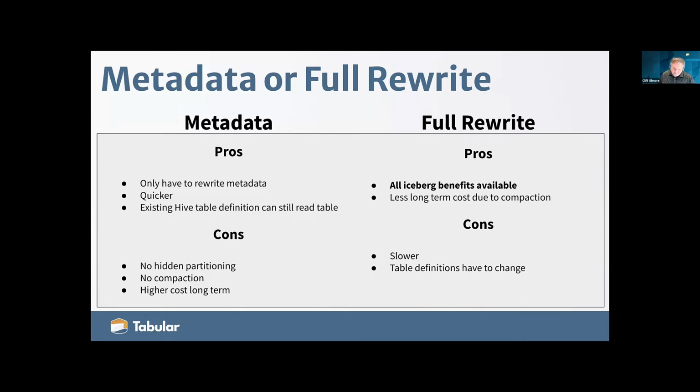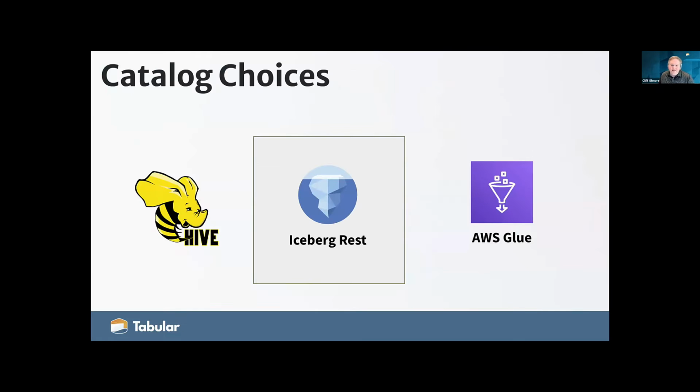Up to you. And then you have to make a choice on the catalog. So today, with Hive-based Parquet things, you're probably either using the Hive metastore itself, or you're using AWS Glue, which is a very common catalog that we see. And those will continue to work, so you can stick with those.